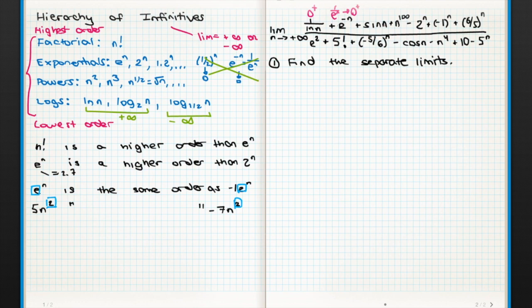Then we have sin of n. Sin of n is not an infinitive. It is irregular, but it is bounded between negative 1 and positive 1. So right now we can just say that it will be a number between minus 1 and 1.